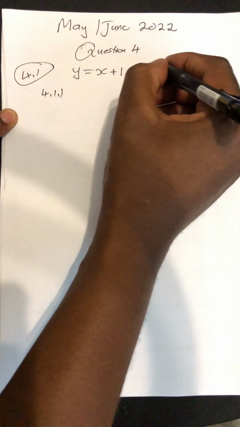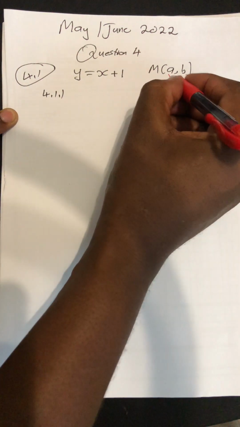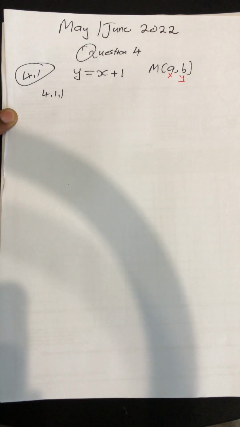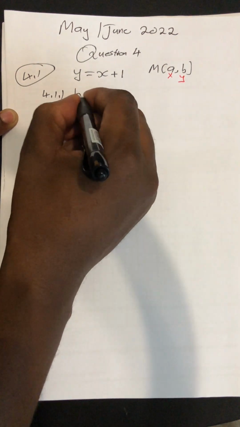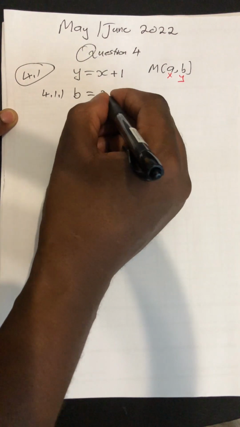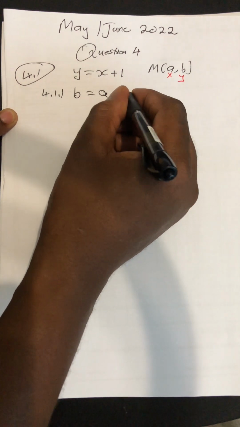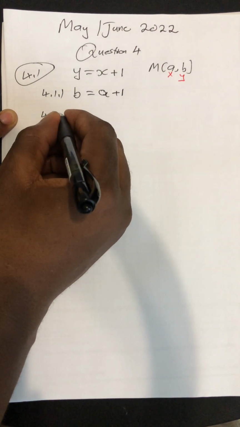It's very simple. We know that point M, which is (a; b). We know that this represents your x and this represents your y. So in the equation, we just have to replace y by b and replace x by a: b equals a plus 1. That is your answer.